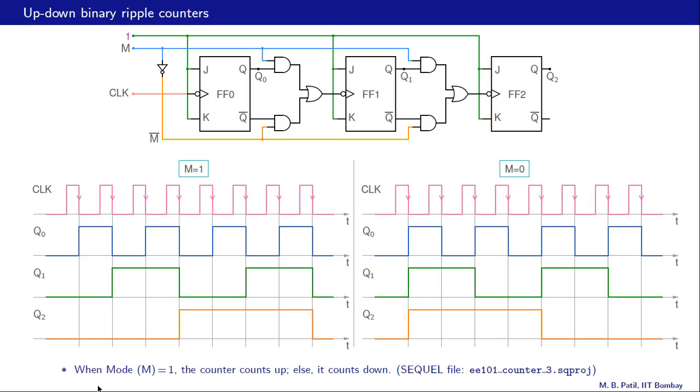So in summary, when mode is 1, the counter counts up, else it counts down, and the circuit file is available. You can try out this simulation.